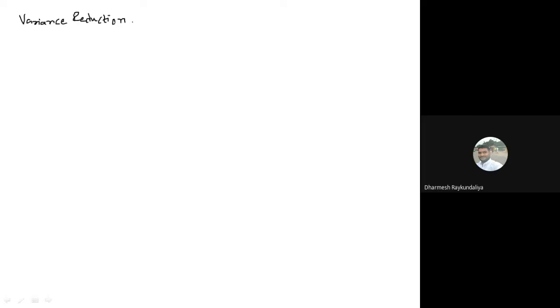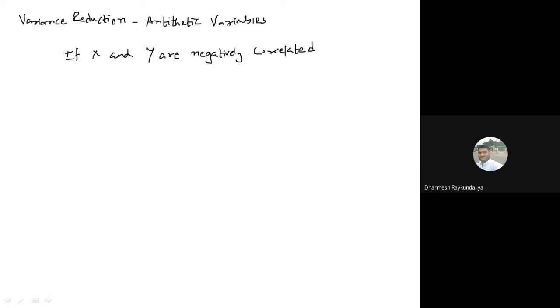The technique name is antithetic variables. So how it works, let me discuss with you. If x and y are negatively correlated, say, all these methods are useful to approximate the integral.